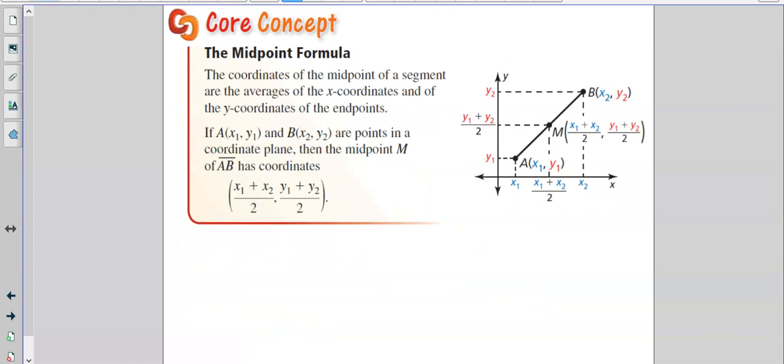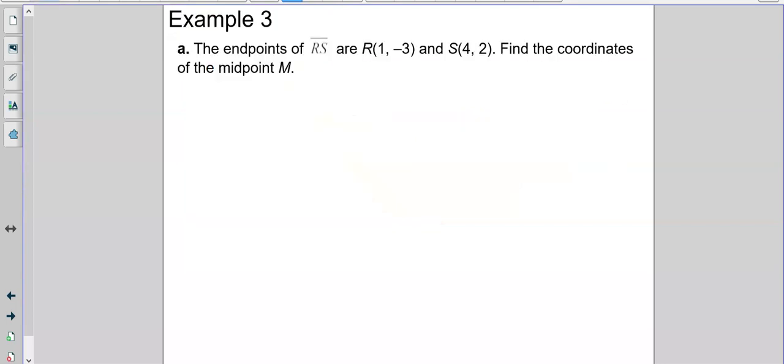All right, the midpoint formula. This basically says you're finding the middle point. The middle point is halfway, so it's really easy. If you just add the x's and divide by 2, add the y's and divide by 2, you will get the midpoint. So let's see this in action. The endpoints are R and S.